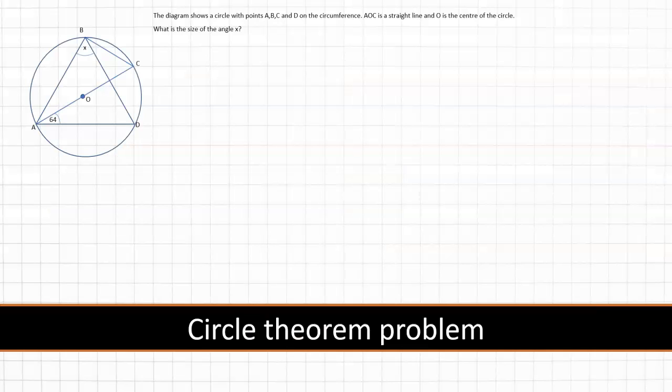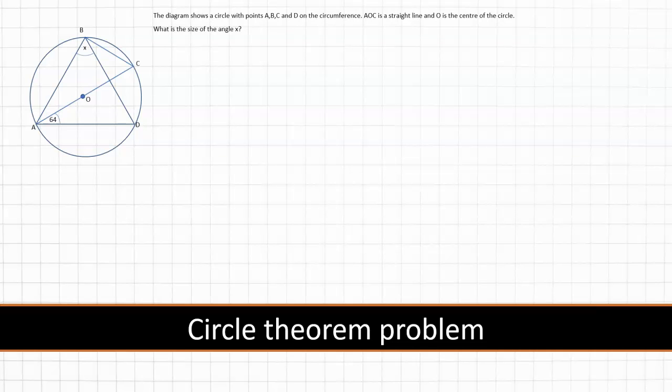Firstly, we are going to look at a higher level GCSE problem which will use 3 circle theorems. In this problem, we have a diagram of a circle. It has points A, B, C, D on the circumference and O is the center. There is a line AOC. And the question asks, what is the size of the angle X? There are actually 2 ways to solve this problem. I will talk about both.